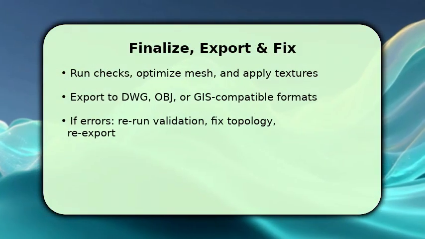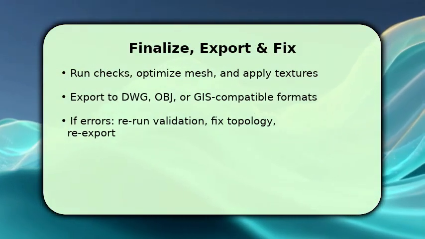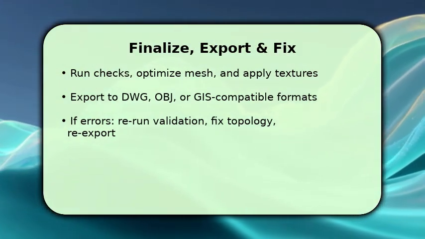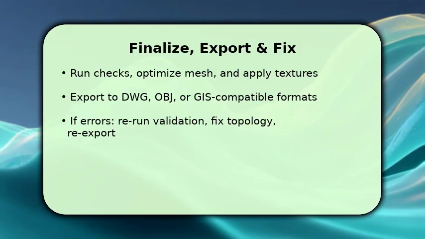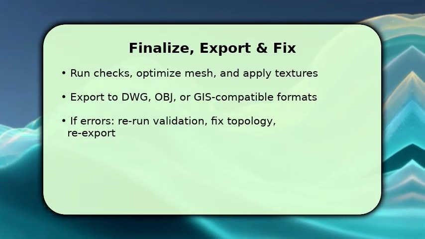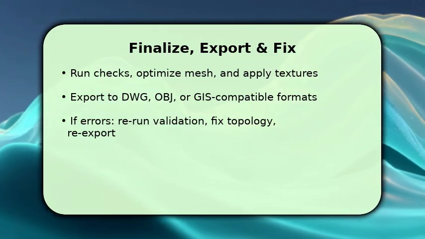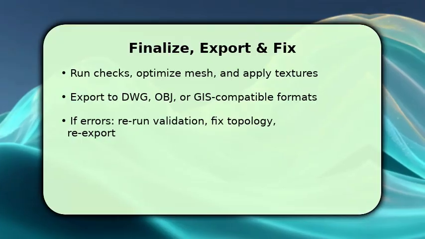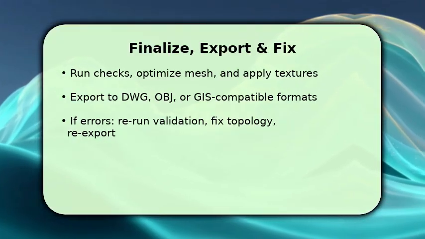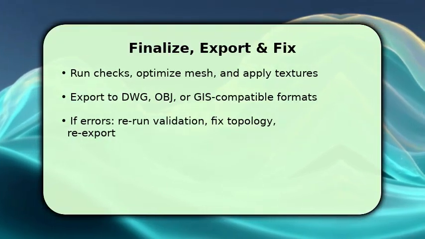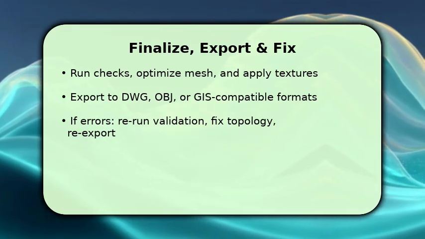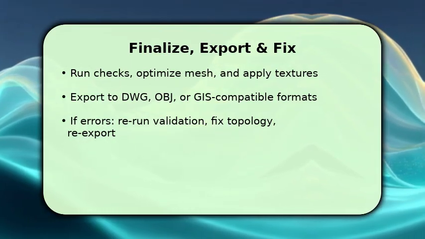You finish by running final checks, validate topology, simplify meshes where needed, and apply textures or semantic labels for clarity. Export your finished model to the required format such as DWG for CAD, OBJ for visualization, or GIS-compatible formats for analysis. Once exported, open the result in the target viewer to confirm integrity.